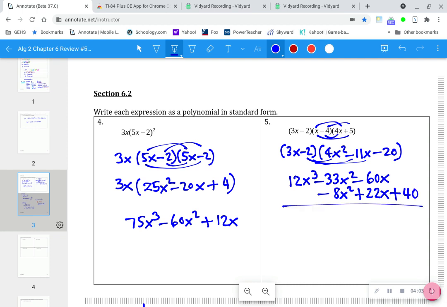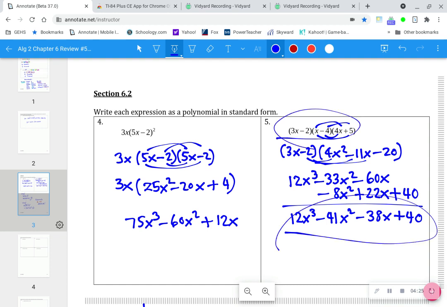And now you just add your like terms. This is 12x cubed minus 41x squared minus 38x and then plus 40. And once again, you could check that by storing some random number for x and then typing the original problem and typing the answer, and they should agree. So it gives you a way to check your work. Okay, so that does it for examples 4 and 5 on the review.